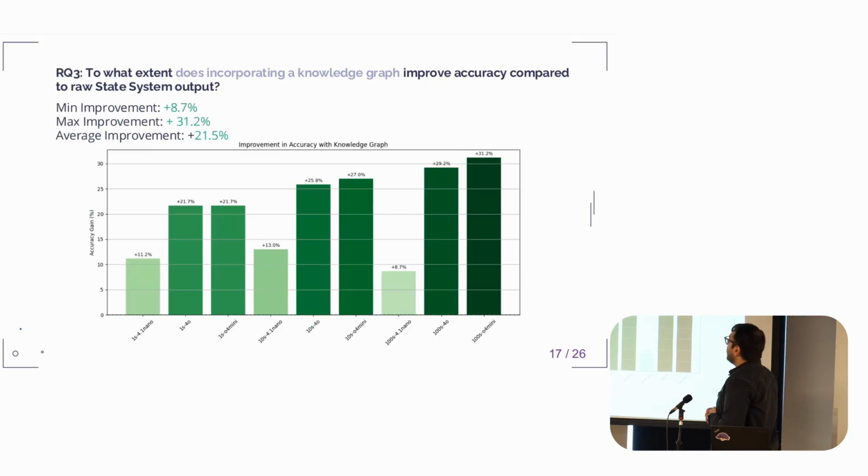The third research question asks, to what extent does adding the knowledge graph improve accuracy? We have an average improvement of 21.5% for every model and time window combination. The maximum improvement is for 100 seconds of data with the O4 mini model, which is a reasoning model. And the minimum improvement is for 4.1 nano, 100 seconds of data. One thing that we can see in this chart is that when we increase the time window, our system better utilizes knowledge graphs and gains more accuracy with longer windows.